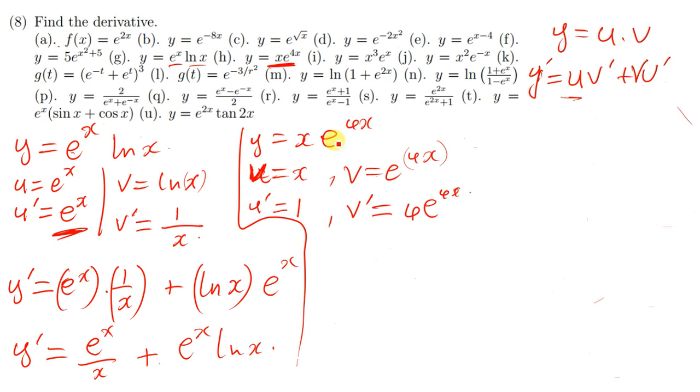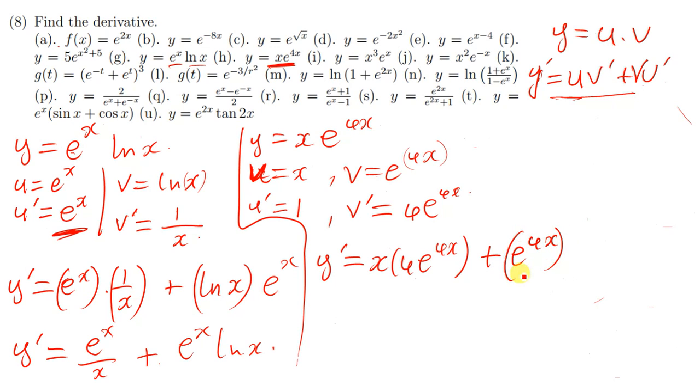So we plug them in the product rule equation there. So we're going to have y prime being equal to u v prime. My u is x, and then v prime is 4e to the power 4x. Then we say plus my v, which is e to the power 4x, multiplied by u prime. So u prime is simply just 1.